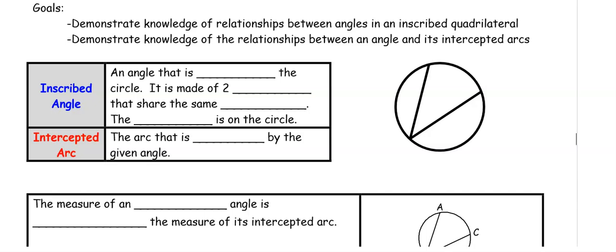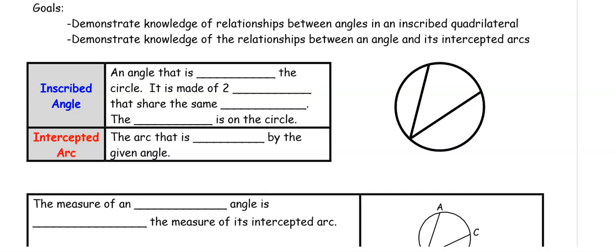The goals of this video are to demonstrate knowledge of relationships between angles in an inscribed quadrilateral and to demonstrate knowledge of relationships between an angle and an intercepted arc. So we have two vocab words here. We have inscribed angle and intercepted arc.